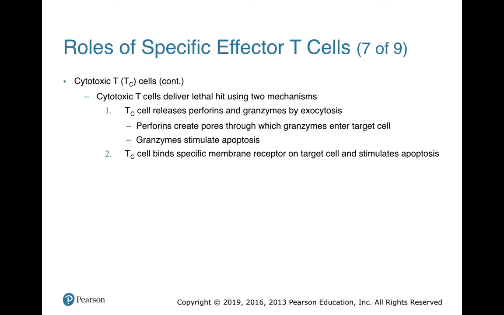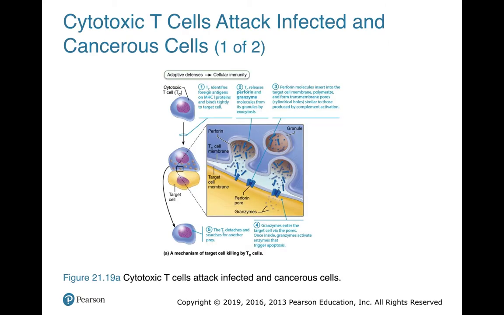They do that by delivering a lethal hit. That lethal hit involves the release of proteins called perforins, which poke holes in membranes, and granzymes, which get into the cell and activate apoptosis in the target cell. And cytotoxic T cells bind specific membrane receptors on the target cell and can stimulate apoptosis externally as well.